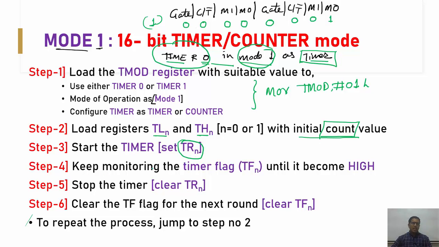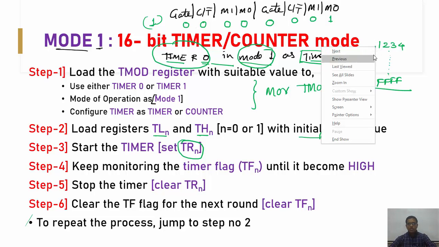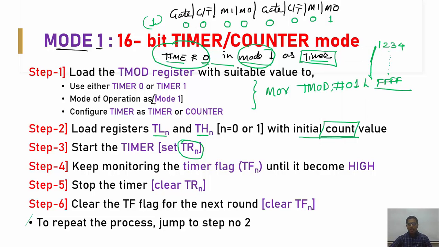Next, keep monitoring the timer flag, because we know that initially, suppose I have some initial value of 1234, and when we start the timer, these values go on incrementing up to FFFFH. We have to wait until the value reaches this maximum value, and the moment it reaches the maximum value, upon reception of the next clock pulse, the value gets reset to 0.